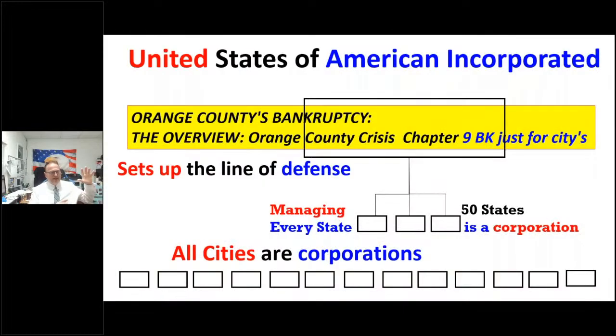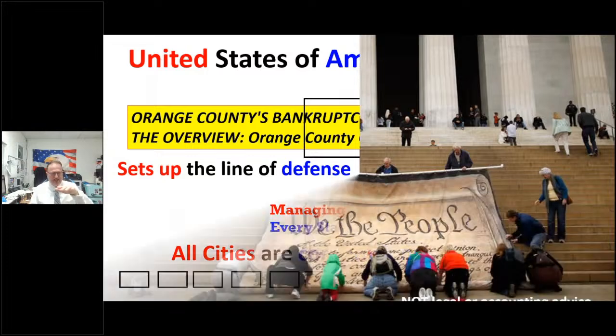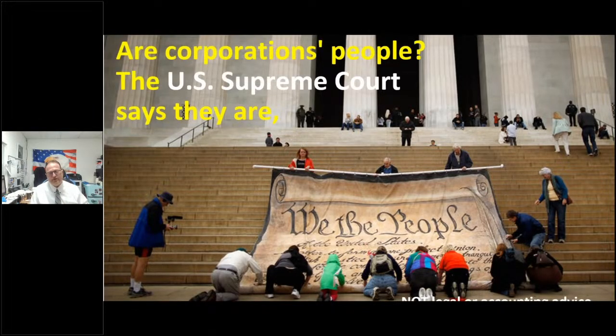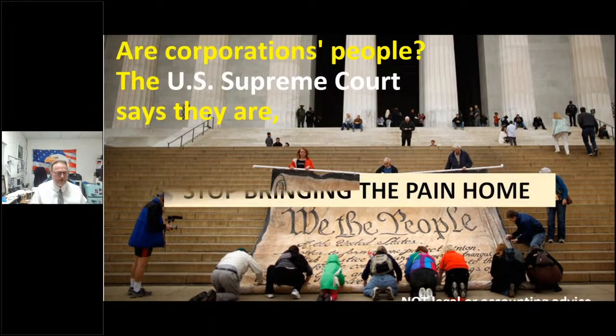So let's understand the United States of America Incorporated. Well, they got 50 courts, 50 states, cities and corporations too. Do you know they created a Chapter 9 bankruptcy for every city in case they have a bad day? And they get to bankrupt the debt and stay in business, and you didn't plan diddly squat. You got your assets kicked. That sucks. We the people. Supreme Court says a corporation is a legal person. So you could stop bringing the pain home starting today if you want to.